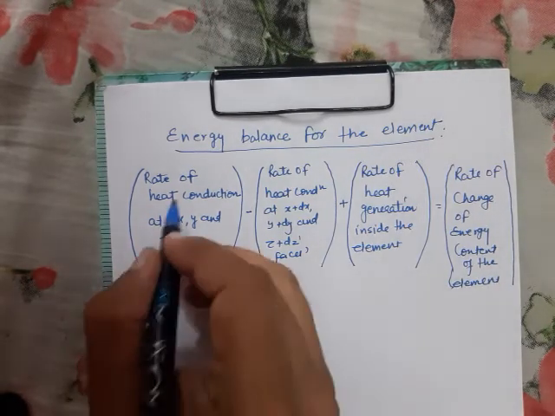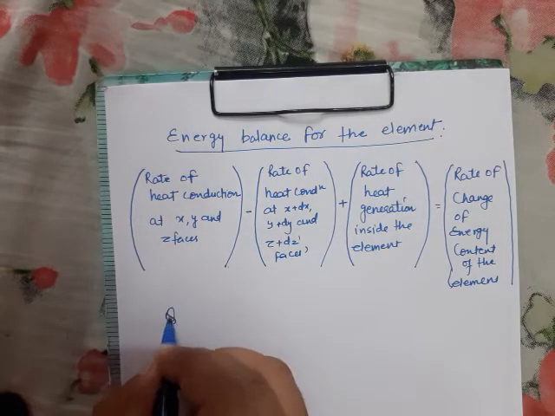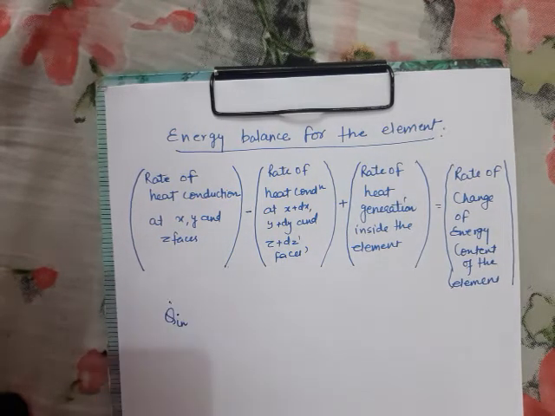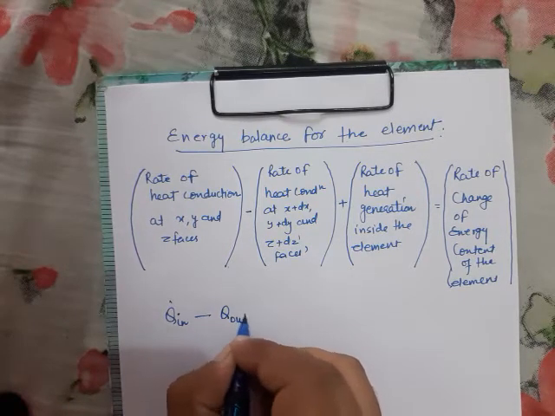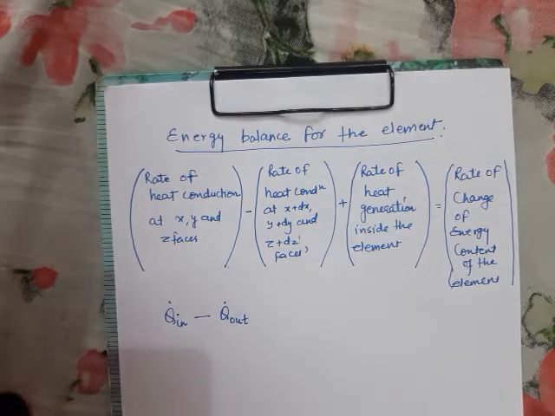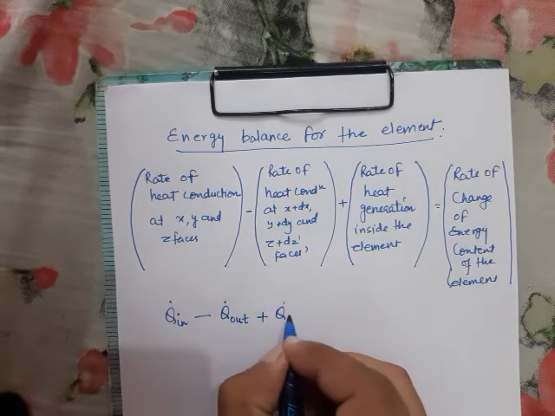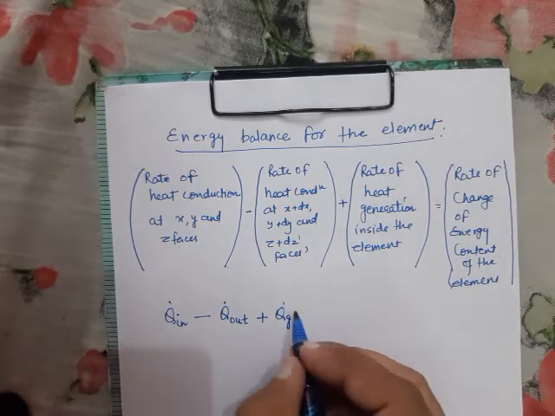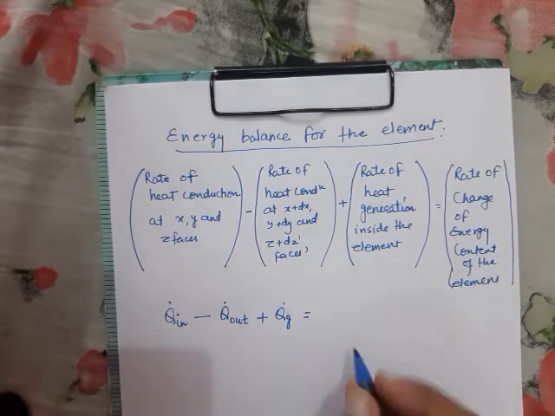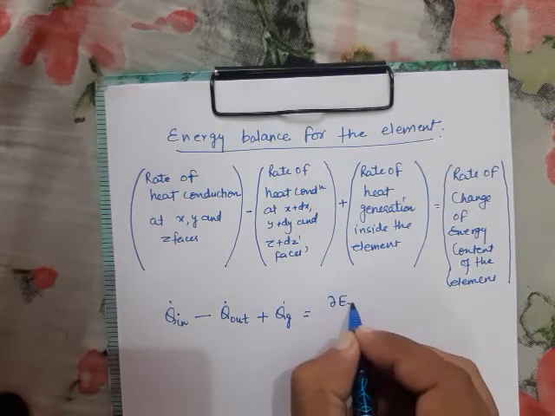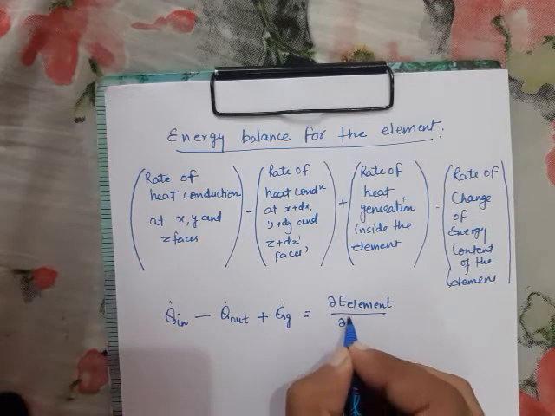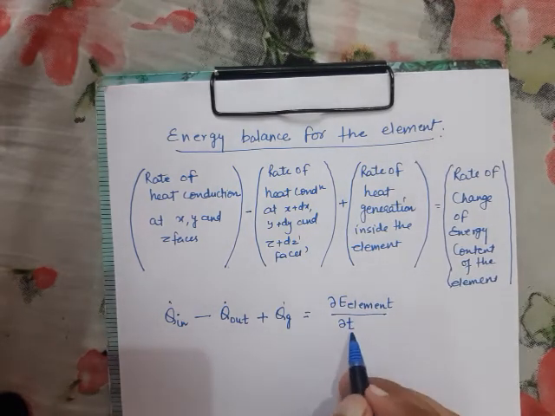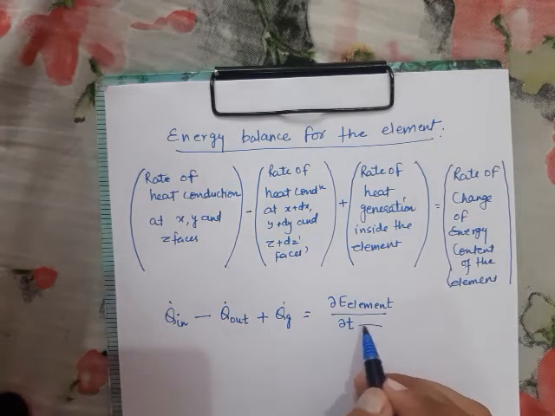That is, this indicates the net energy which is coming inside the control volume, minus the rate with which energy is leaving the volume element, plus the energy which is generated inside the element. This must be equal to the rate of change of energy content of this element. This is dE by dt. Here this t indicates time.